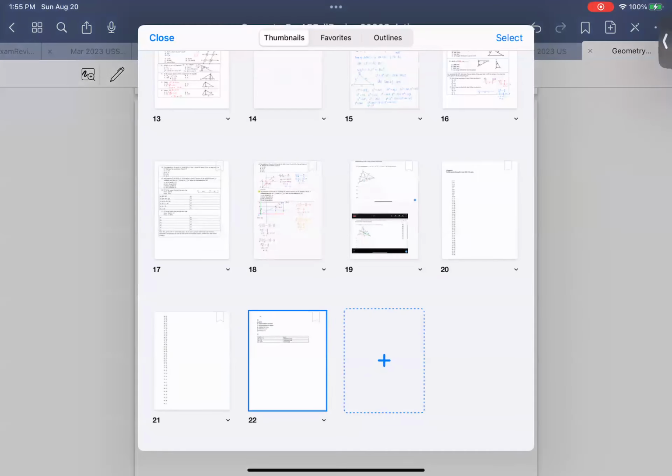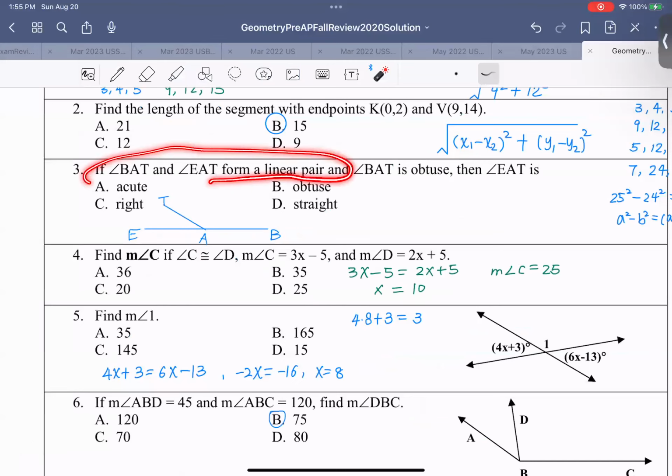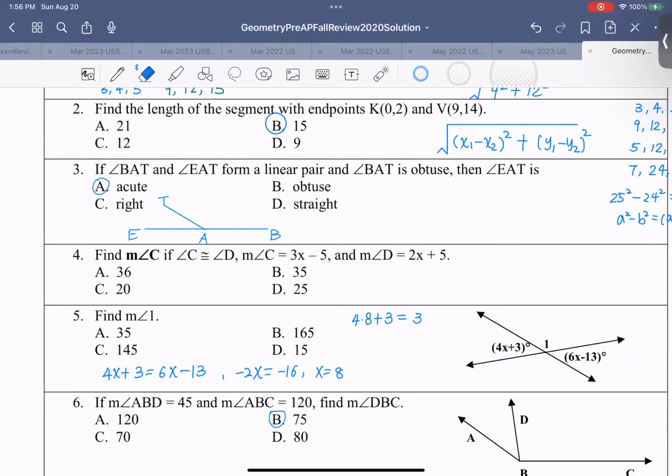So Jeffrey, look here. You want me to walk you through what you think? So if you draw angle BAT and angle EAT, then you know they form a linear pair, so they share AT. Good. And if BAT is obtuse, that means that EAT has to be acute. Very good, because BAT and EAT combined should form 180 degrees. Yeah, and you do one more, please.